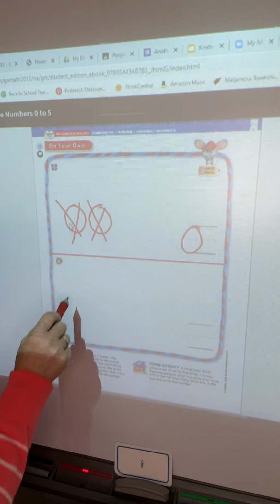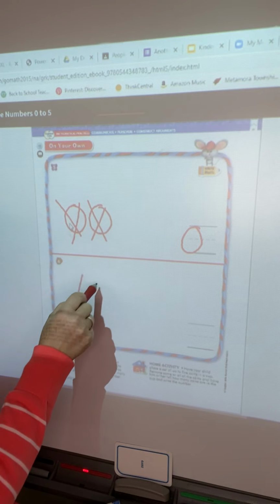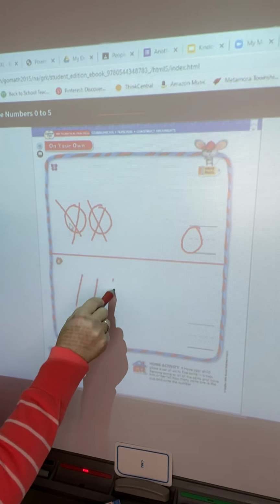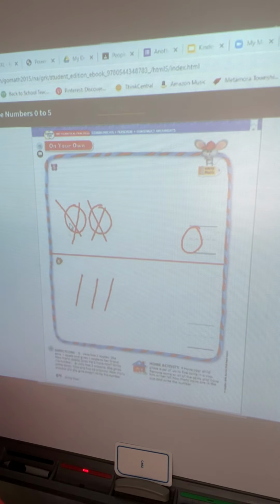Amy has 3 crayons. I'm going to draw 3 lines for 3 crayons. We don't know what color, but we know she has 3 crayons. She is going to give some away because she's very kind and she likes to share. Now she has no crayons. How many crayons did she give away?